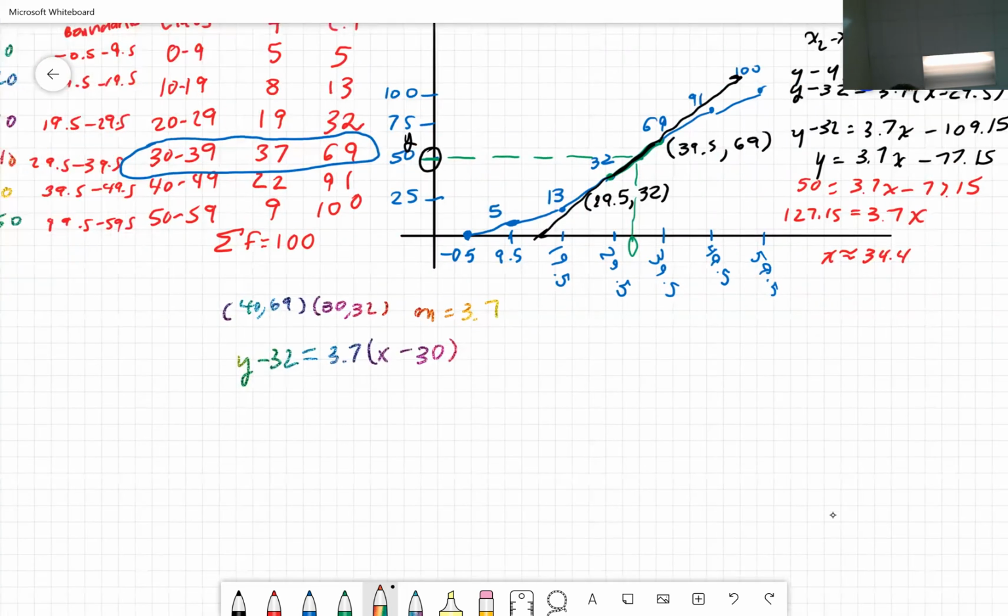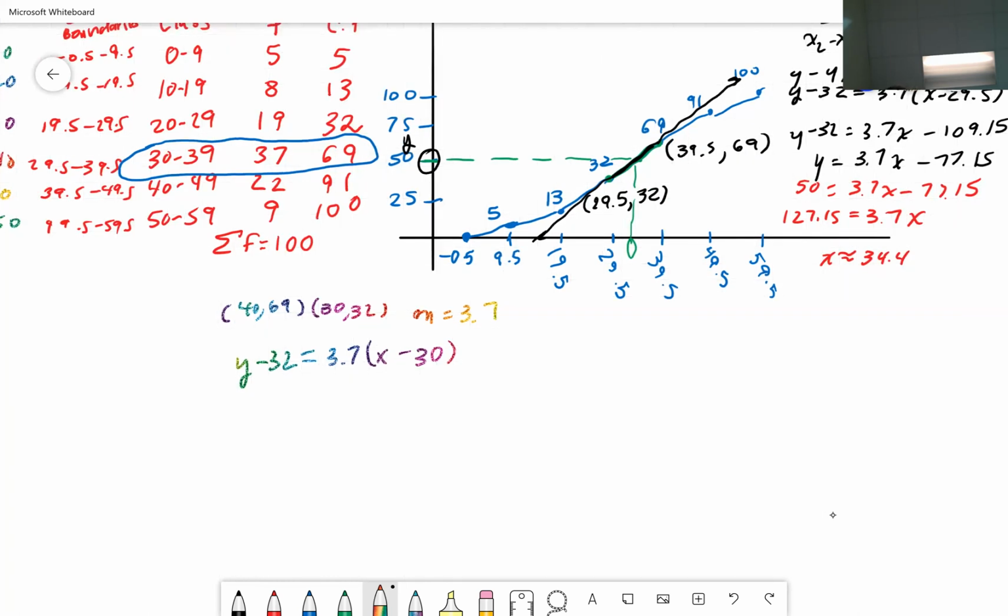So you got 3.7 times 30. So you have 3.7x minus 111 equals y minus 32 plus... Sorry, negative 111 plus 32. That's y equals 3.7x minus 79.